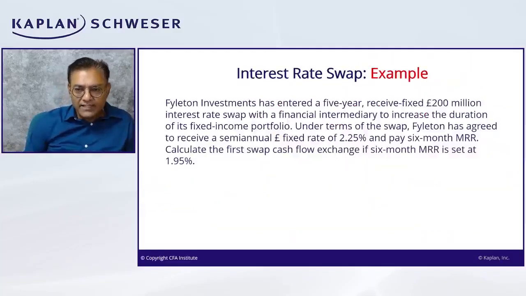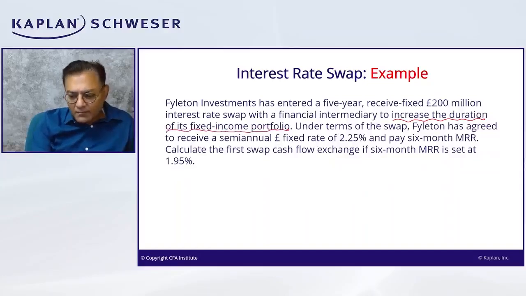So here is an example. We are going to do the calculation. So Falcon Investments has entered into a 5-year receive fixed 200 million interest rate swap with a financial intermediary to increase the duration of its fixed income portfolio.